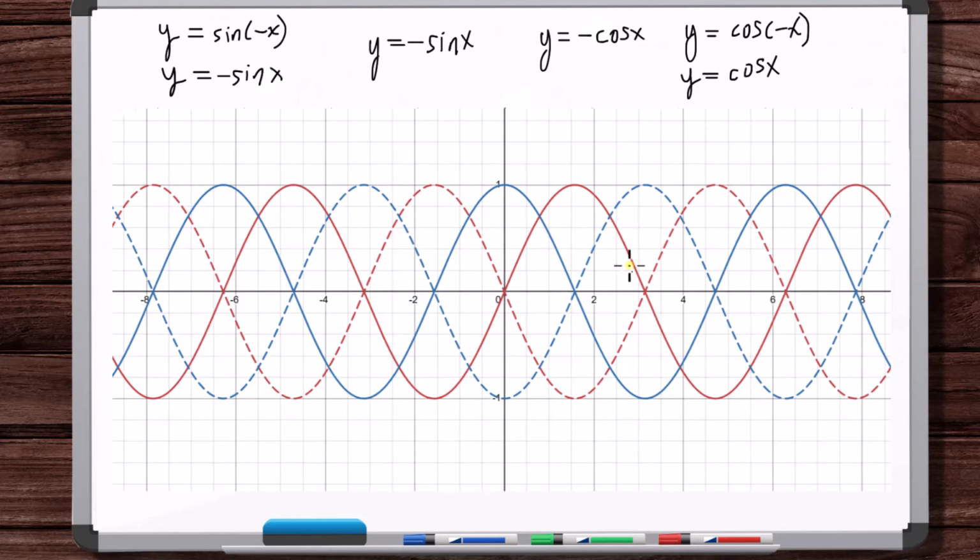Let's come back to sine x. If we flipped it about the y-axis, you get the same result. And the reason for this is because odd functions, which sine x is, are symmetric with respect to the origin, which means when you flip them about the x-axis and then flip them about the y-axis, you get the original function back.